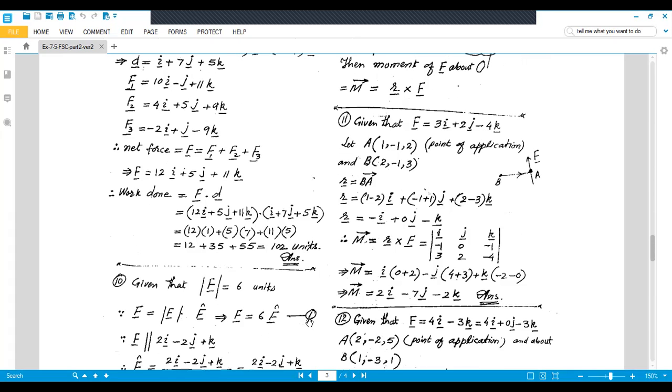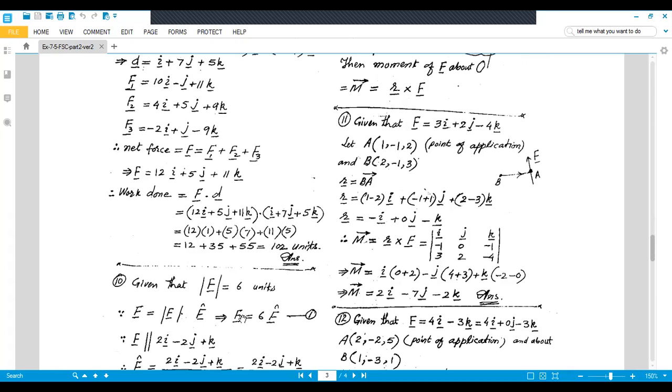Number 10: you have been given a force of magnitude 6 units. Force is given, 6 units. Magnitude of force is given, that is 6 units, acting parallel to 2i minus 2j plus k, which displaces the point of application from A to B. Find the work done. Work done we are going to find, the magnitude is given, 6.